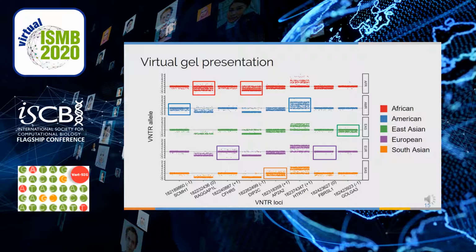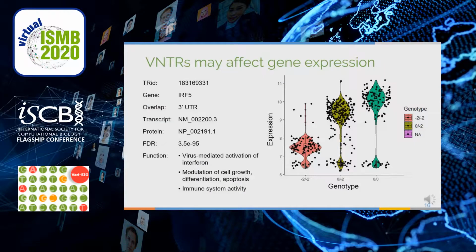We'll present a Shiny app that people can browse and make these virtual gels. They can look for different genes. As I said, half of the genes have VNTR loci in them, and they can extract data as they wish. Looking at the significant number, over 5,700 common VNTRs, of which 1,200 are population specific.